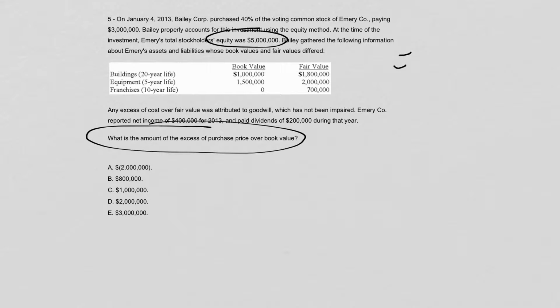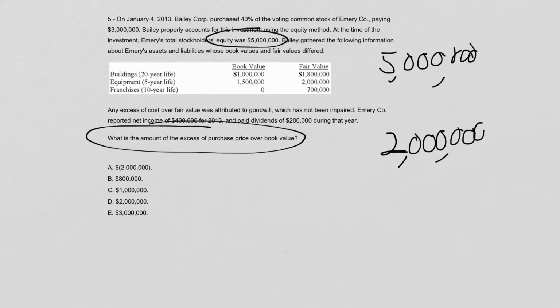And let's do the math. The math would be they bought 40% of $5 million. So $5 million is what they bought, and that is, again, 40%, which is $2 million. They paid 3. Difference is $1 million. So 40% is what we were looking for. What is 40% of the book value? And the answer is C, $1 million. Okay, so that knocks that one down.